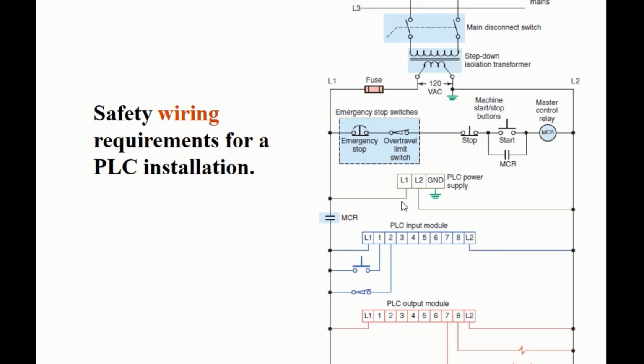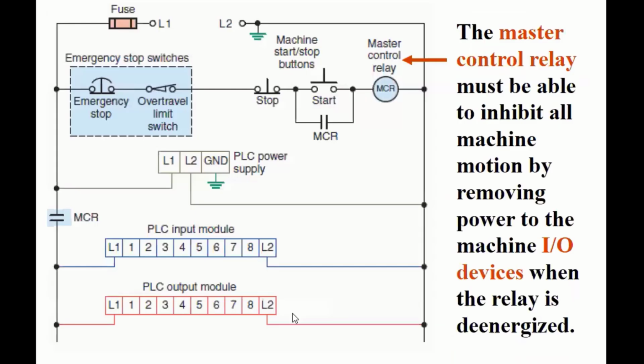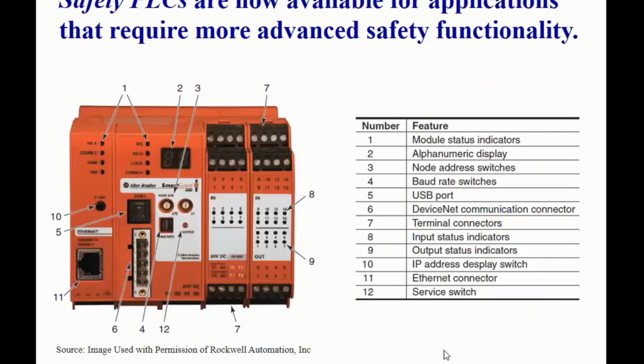Okay, you have your PLC modules, and notice that we have an MCR here. And there's also the emergency over travel limit switches and all the rest of the stuff that is required. The master control relay must be able to inhibit all machine motion by removing power to the machine I/O devices when the relay is de-energized. We already discussed the MCR, right? And that's another very safe way to put that.